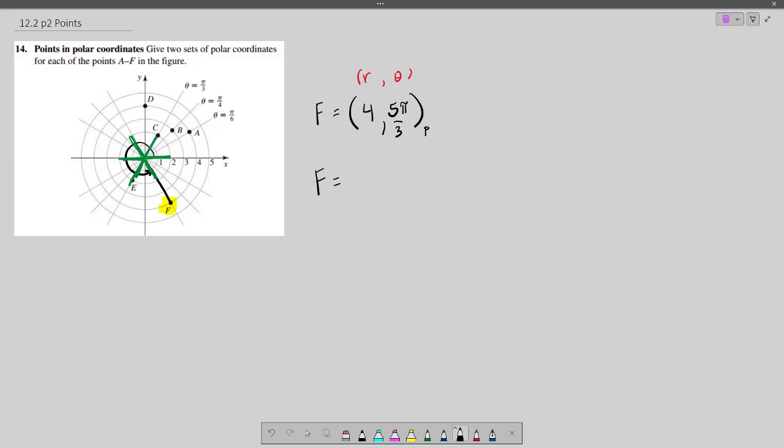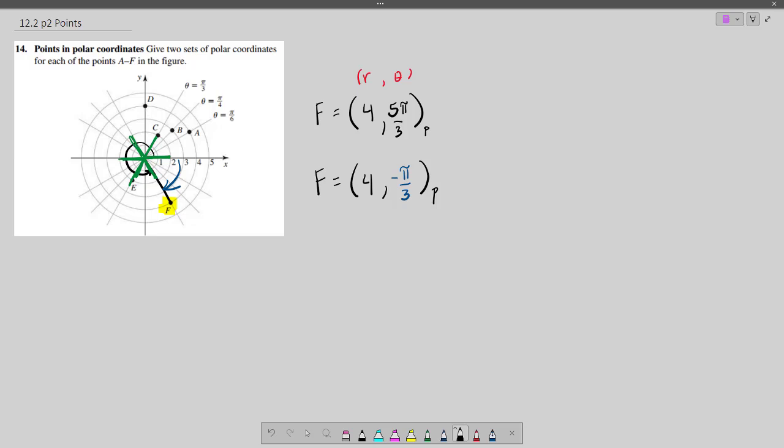Now, another representation we could have, for those of us that want to be contrarian, we could say, I don't like rotating counterclockwise. I want to rotate that way. You can do that. This will generate the same point. That angle right there is negative pi over 3. This will be the same point. That's not the standard representation, but it represents the same exact point.